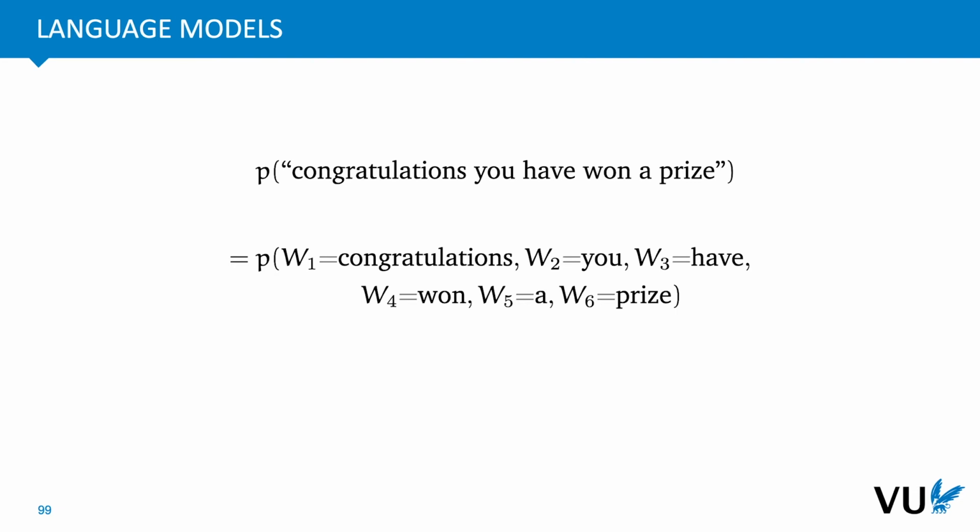And what we're looking for is the probability that the first random variable takes on the value congratulations, the second variable takes on the value you, and so on, until the 6th random variable, which should take on the value prize. And in shorthand, we will write that like this. Now, we don't usually have enough data to see even one complicated sentence multiple times. So what we need to do is break this probability value at the bottom up into multiple component parts based on conditional probability, which we can then estimate.